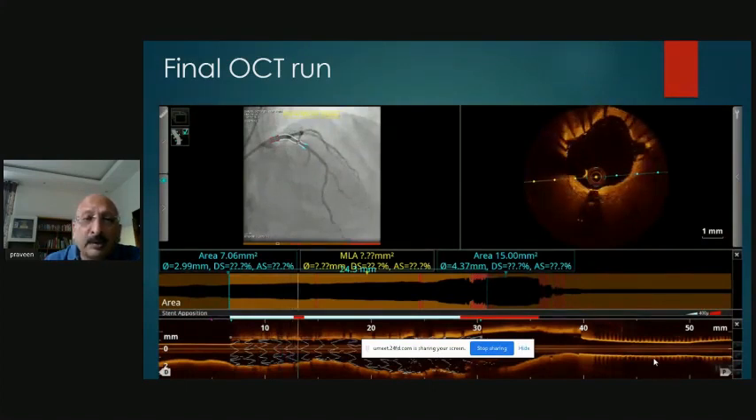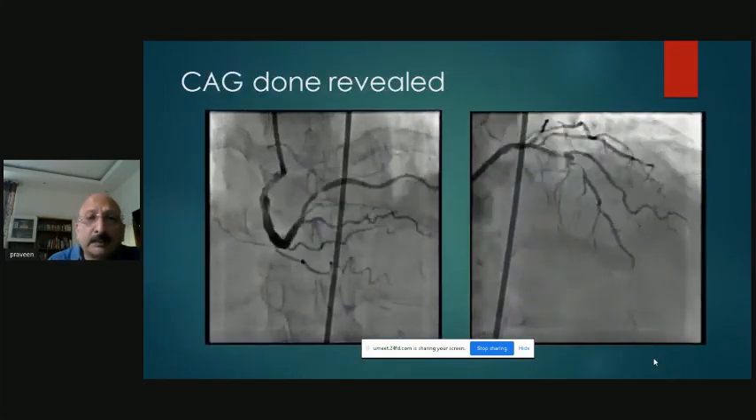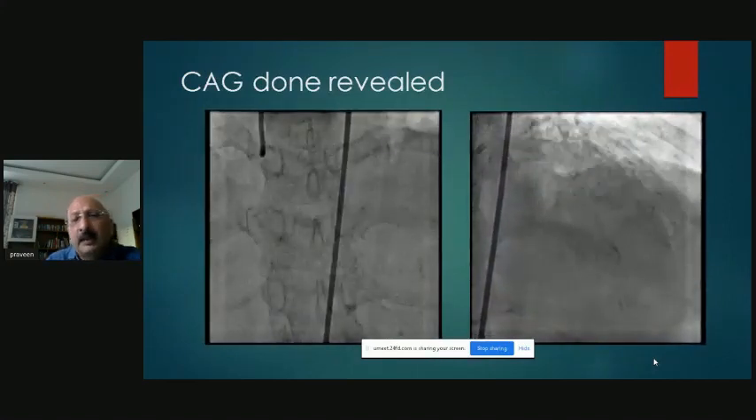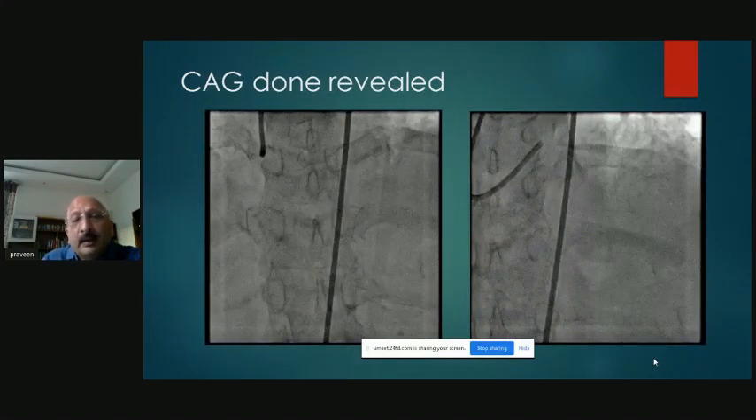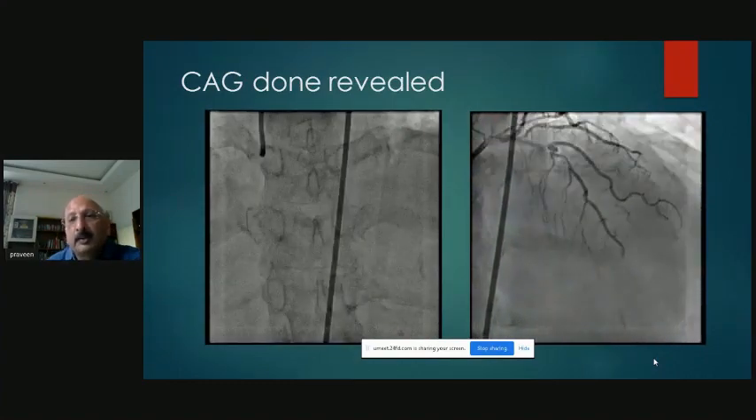and led to a reasonably good result. Patient did very well after that. So another patient, as you will see, has a very bad LAD, and the lesion is extending right from the distal left main going into the mid LAD.